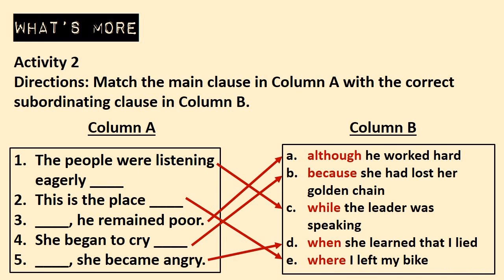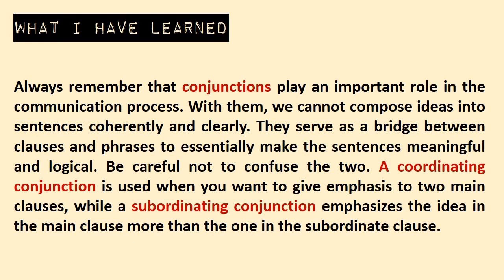Activity 2. Directions. Match the main clause in column A with the correct subordinating clause in column B. 1. The people were listening eagerly, while the leader was speaking. 2. This is the place where I left my bike. 3. Although he worked hard, he remained poor. 4. She began to cry because she had lost her golden chain. 5. When she learned that I lied, she became angry.